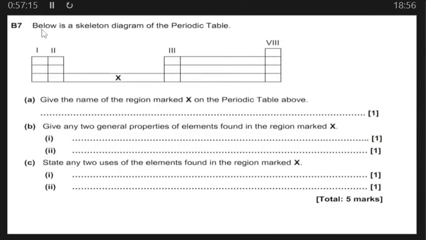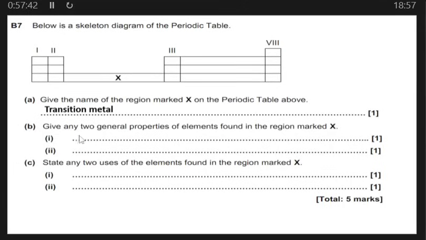Below, B7 says below is a skeleton diagram of the periodic table. A, give the name of the region marked X on the periodic table. This region here between group 2 and group 3 is called the transition metals.